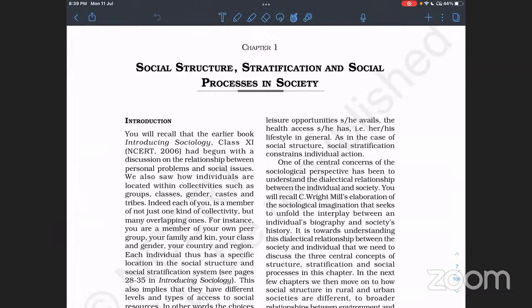Simple. In India, crimes against women exist because there are structural inequalities in Indian society. What is the structural inequality in Indian society? The structural inequality in Indian society is nothing but gender-based inequality.